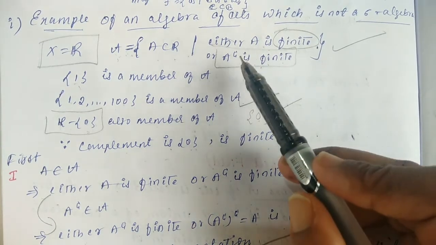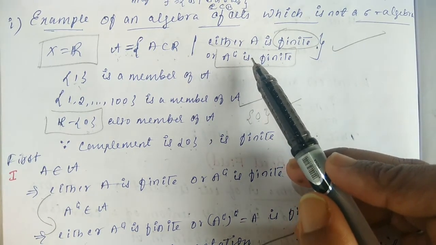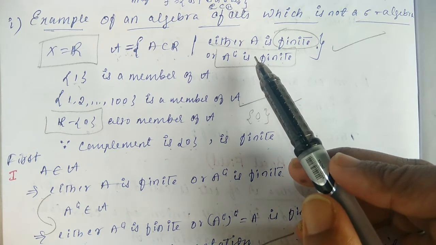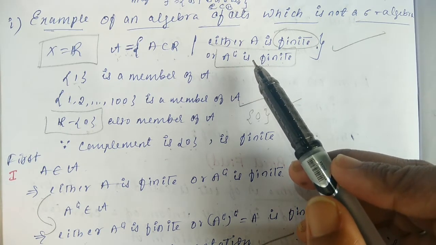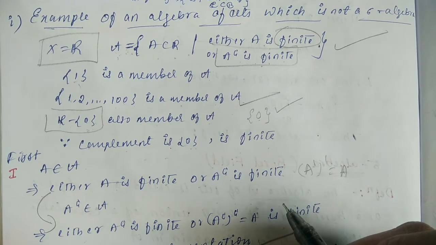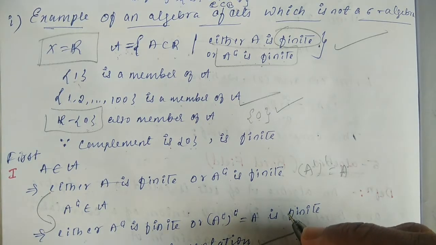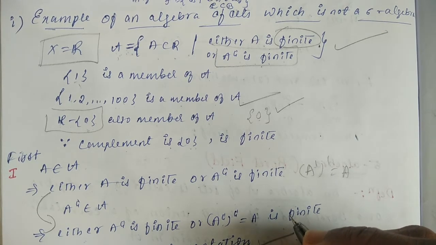We show that this collection is an algebra of a set, but not a sigma algebra of a set. To show that it is an algebra, what are the conditions? First condition: it is closed under finite union. Second condition: it is closed under complementation. So I am first considering the second condition.